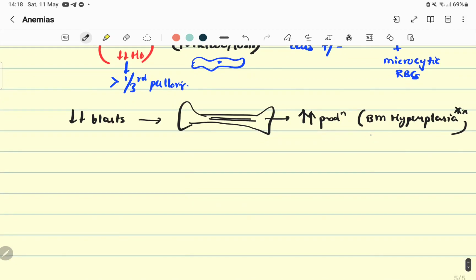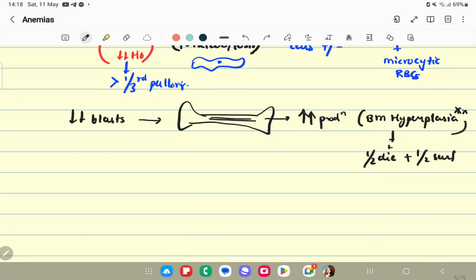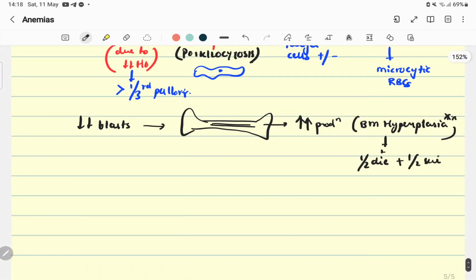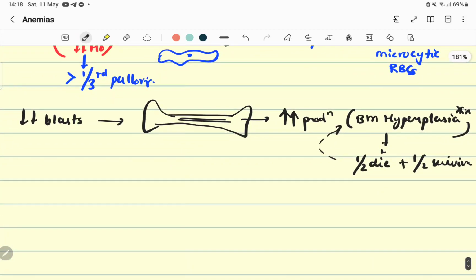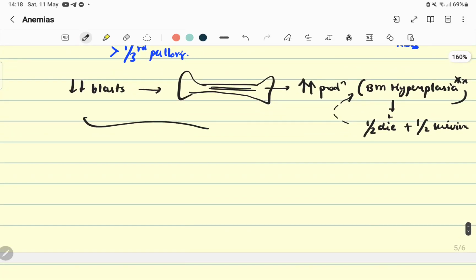Again, some will die, half will die because there is a genetic abnormality. Half die, half survive. Again, it will think and start producing bone marrow hyperplasia. So this type of cycle will continue. This type of cycle is called inefficient erythropoiesis.